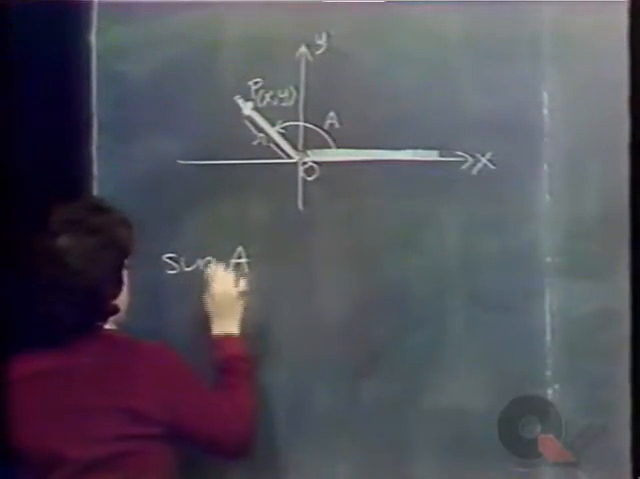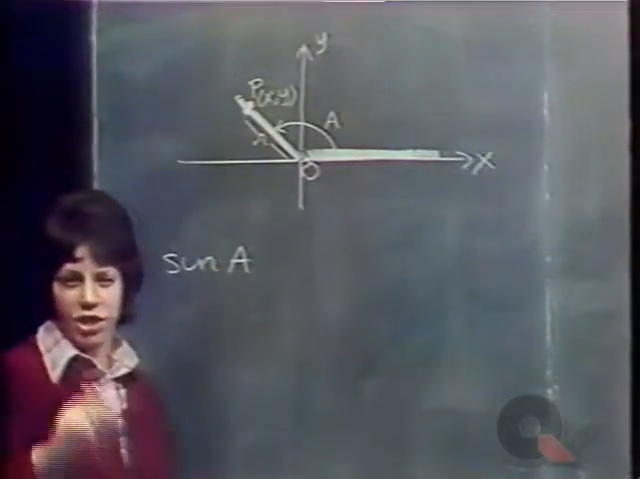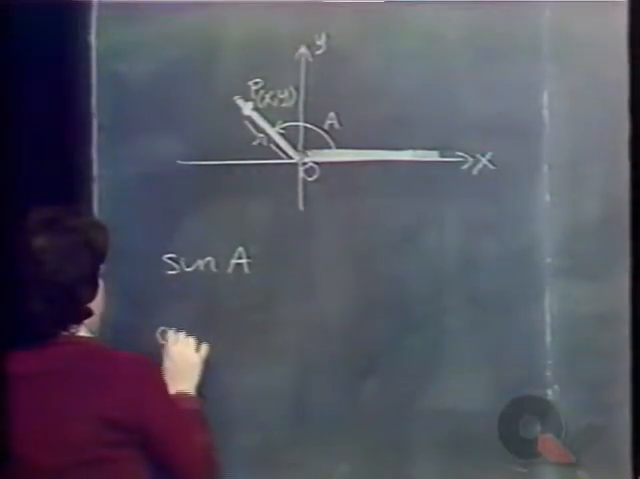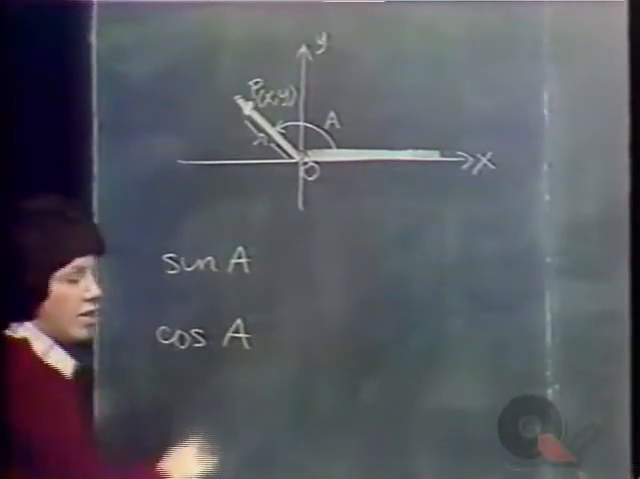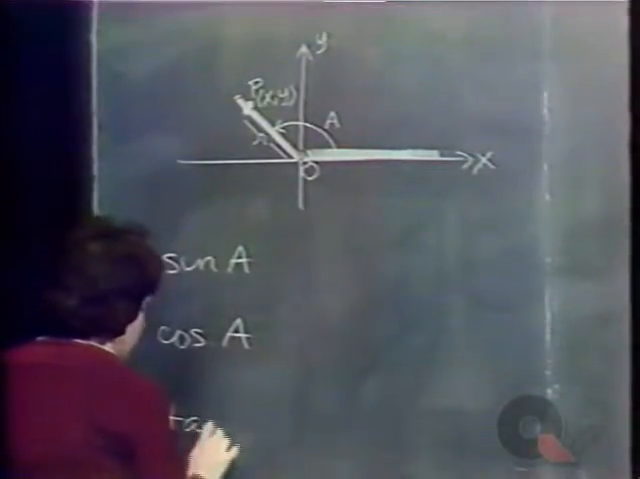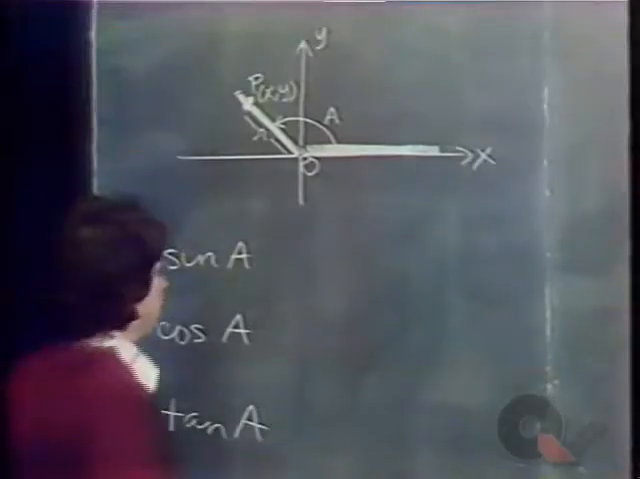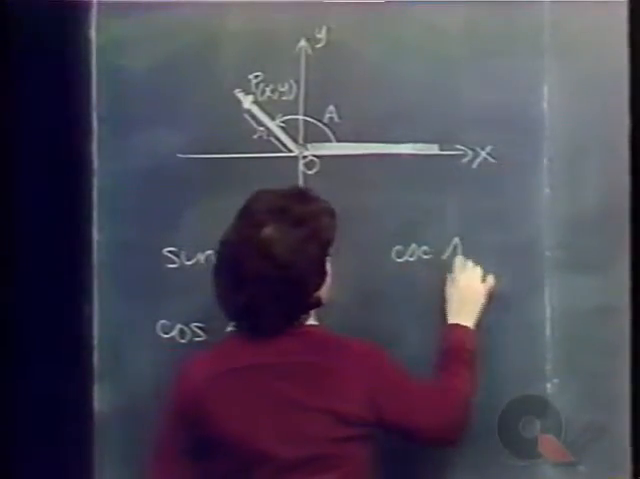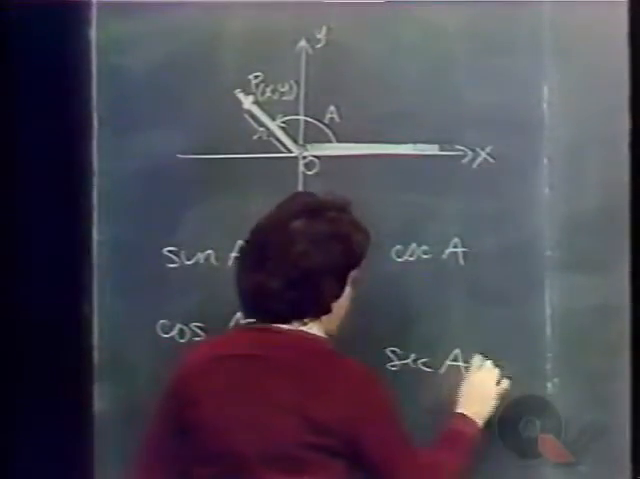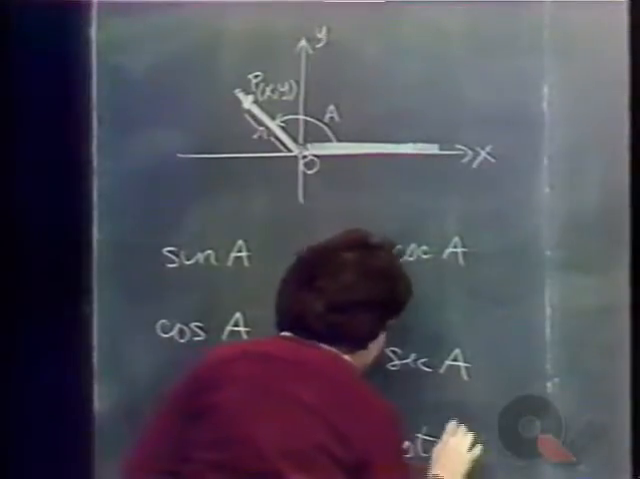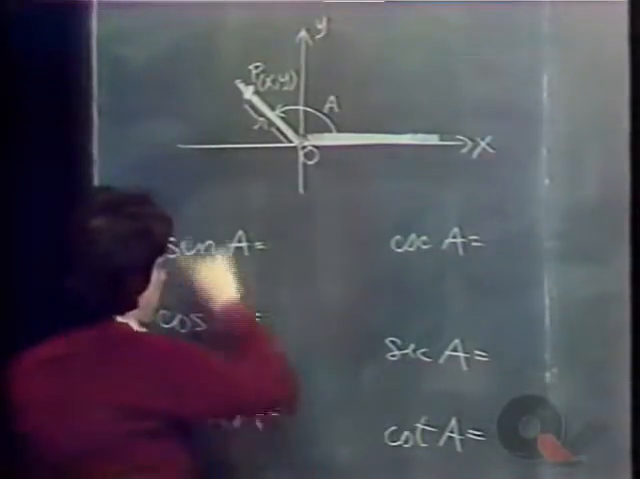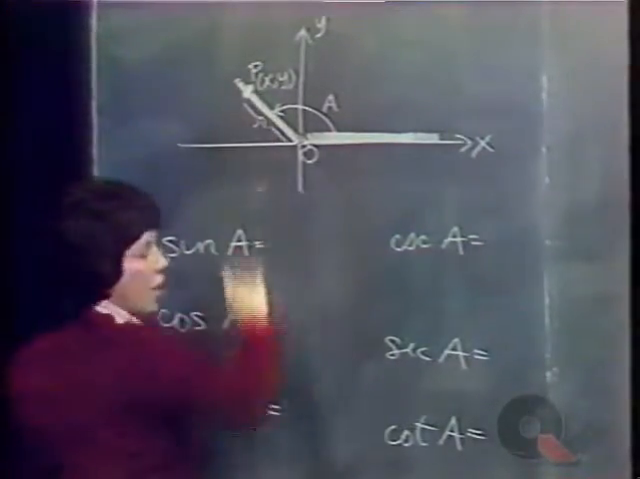Sine of A. By the way, this is an abbreviation. Sine is actually S-I-N-E. Okay, this is the abbreviation. Sine of A. We're going to define cosine of A. It's really C-O-S-I-N-E. We just abbreviate C-O-S. Cosine of A. Tangent of A. We'll also define cosecant of A. That's the abbreviation for cosecant. Secant of A. And cotangent of A. These definitions will all be in terms of x, y, and r.